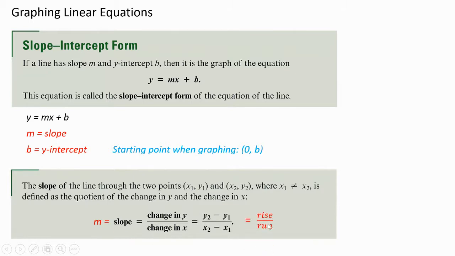And the slope is equal to rise over run. Graphing in this form, I'm going to be using my slope, using the rise over run, and then I'm going to use my b. Okay, so that's what I'm going to be using to graph in this form.